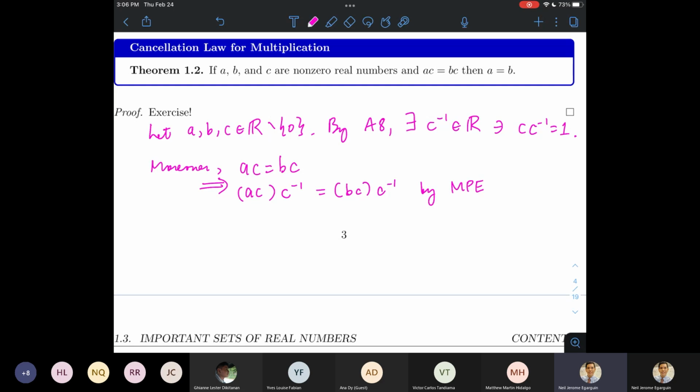Alright? And then what's next? Anong susunod kong gagawin? Anyone? A6, ano ang A6? Ang A6 ay associativity. Tama? So thank you, Nerissa. That's right. I'm going to use associativity here. I mean, I will just reorder the operations or regroup the real numbers under multiplication. So I'm going to write it as A times CC inverse equals B times CC inverse by associativity of multiplication. Okay? Next, anong susunod?